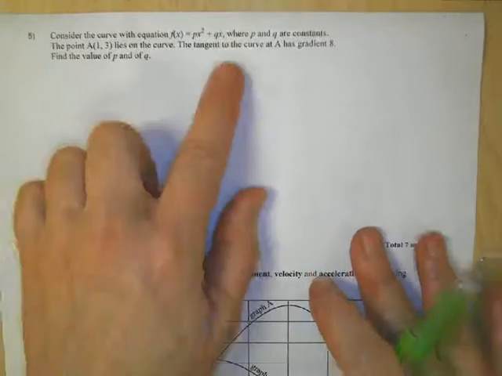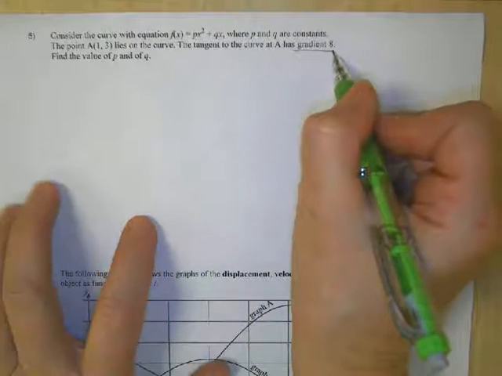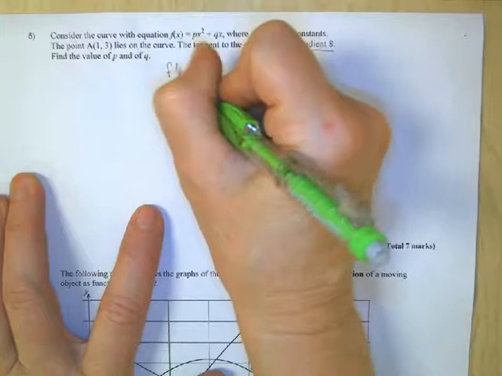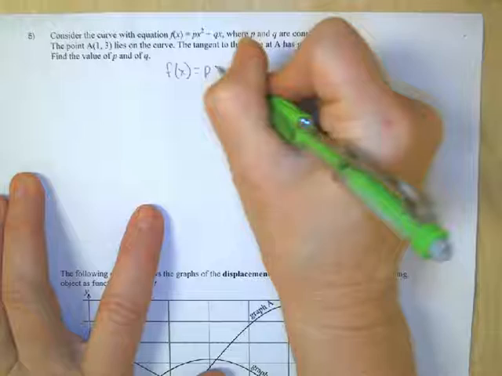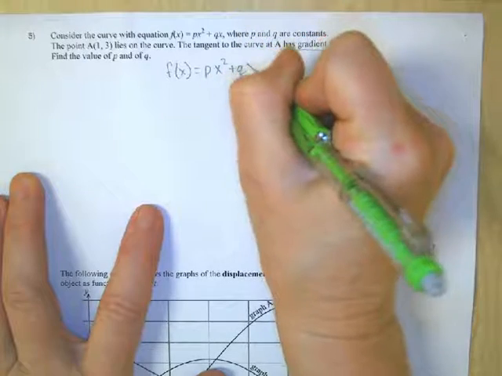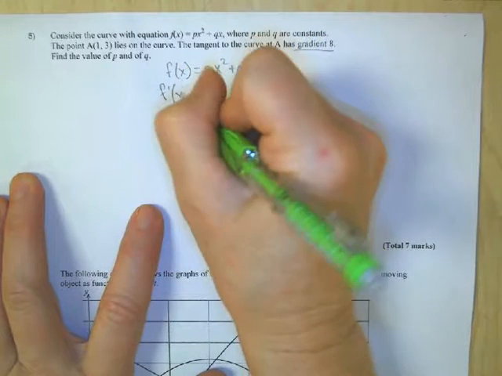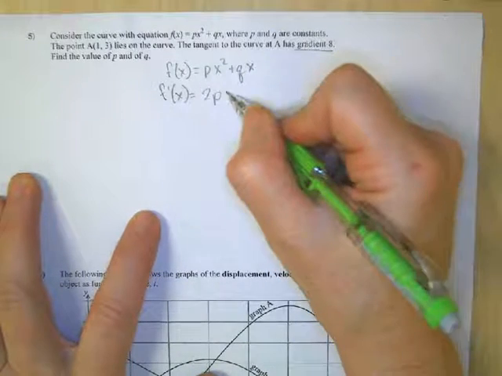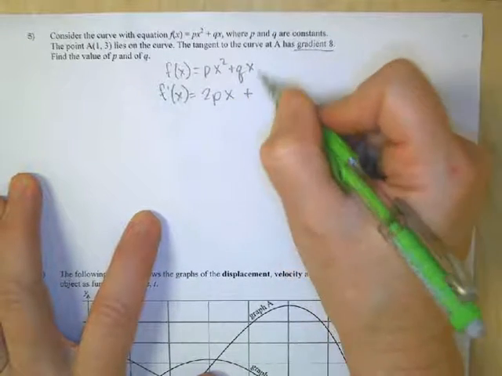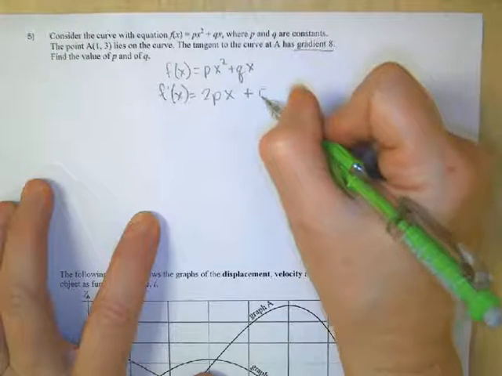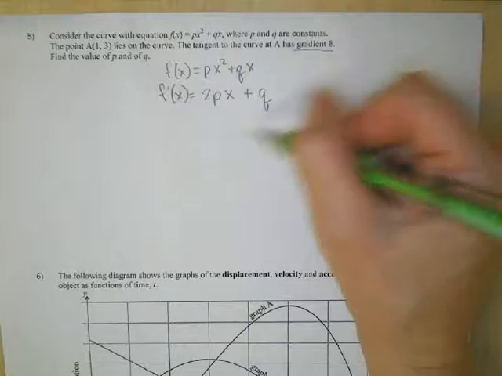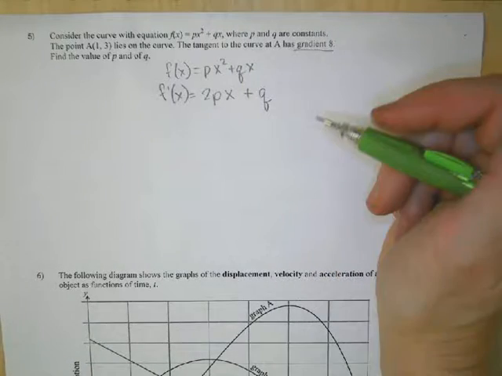All right, we get gradient by doing the first derivative. So I'm going to find the first derivative of this f of x. My first derivative is going to be equal to 2p x to the power of 2p minus 1 for my exponent, plus 1 times q, just q. That is my first derivative. This helps me find the gradient of a curve at a point.